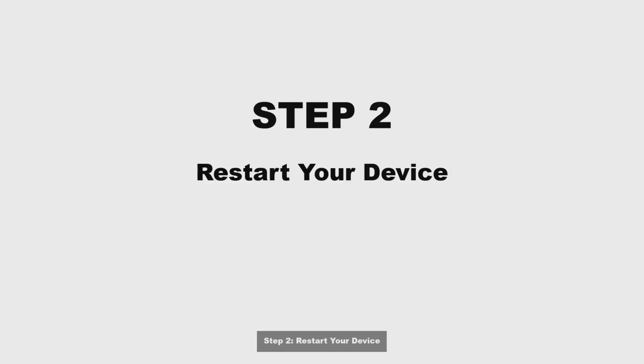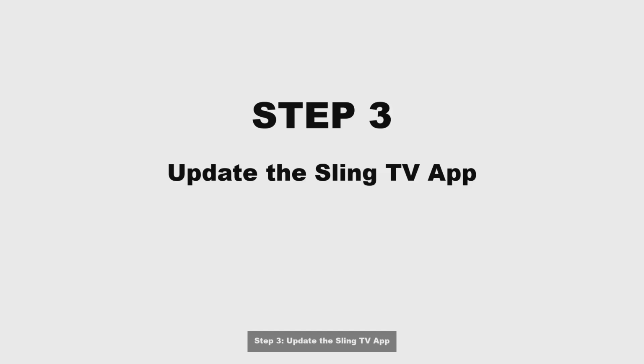Step 2. Restart your device. Turn off your streaming device completely and then turn it back on. This can help clear temporary glitches that may be causing the error. Step 3. Update the Sling TV app.